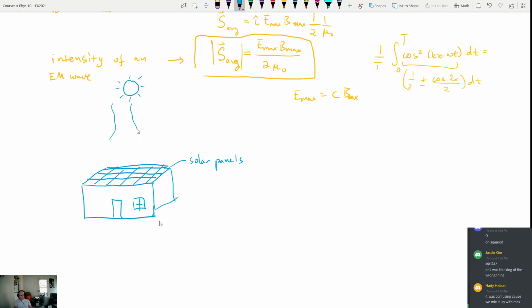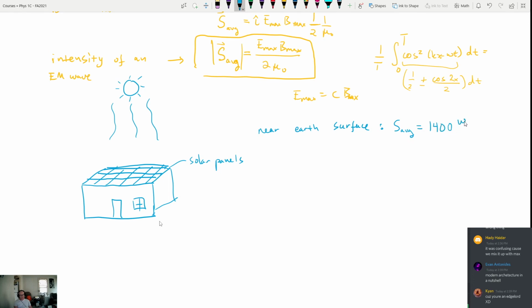Okay, so the sun is sending down waves. And what we know is that near the surface of the Earth, the average value of the Poynting vector coming from the sun, I think it's 1400. I never remember if it's 1400 or 1000. I think it's 1400 watts per meter squared. I think your book talks about this. I remember this from a different textbook that I used in the past. Anyway, so the average value of the Poynting vector is 1400 watts per meter squared, okay? That's near the Earth's surface.